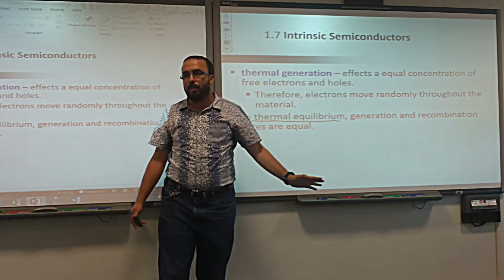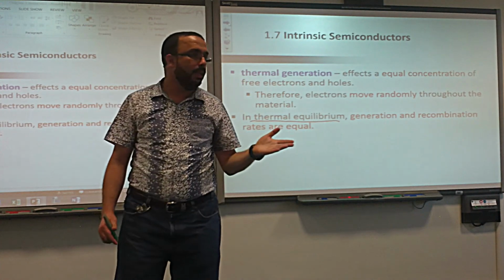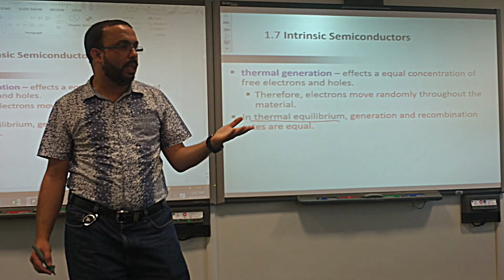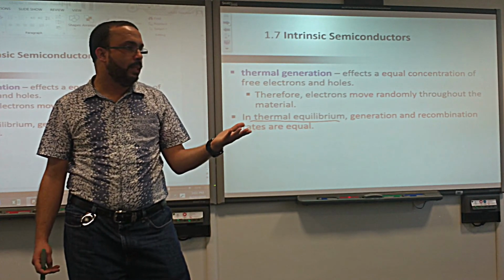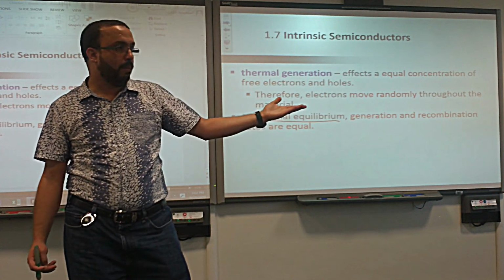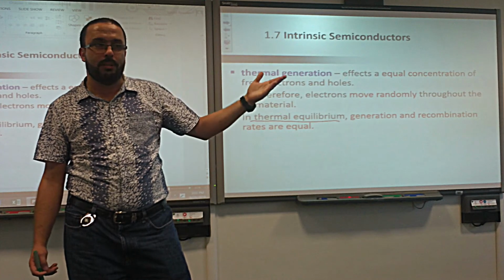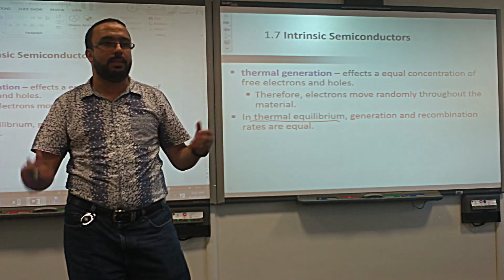So this type of generation is called thermal generation. There are other ways of generating electron-hole pairs, by optical means, by light, for example. And that's why we have solar panels. Understand? Same story. We create them using the light.